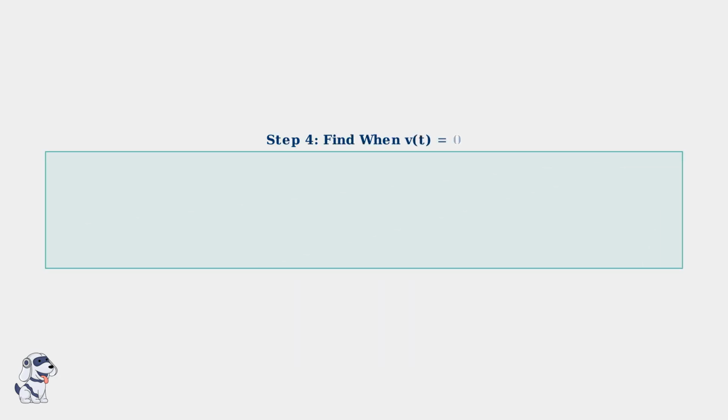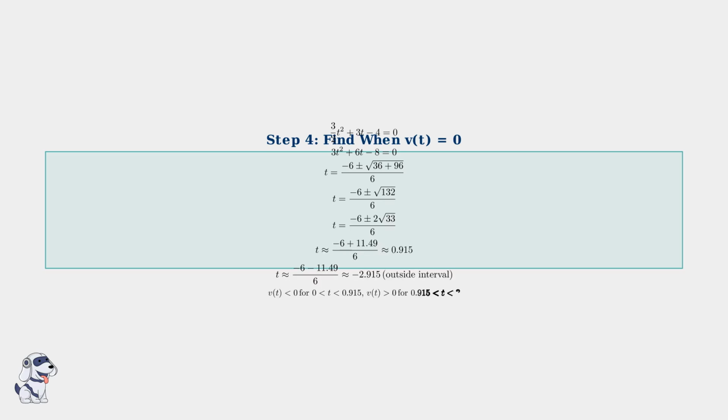To find total distance, we first solve v of t equals 0. Using the quadratic formula, we find t approximately equals 0.915 in the interval. Velocity is negative from 0 to 0.915 and positive from 0.915 to 3. Total distance is the integral of the absolute value of velocity.